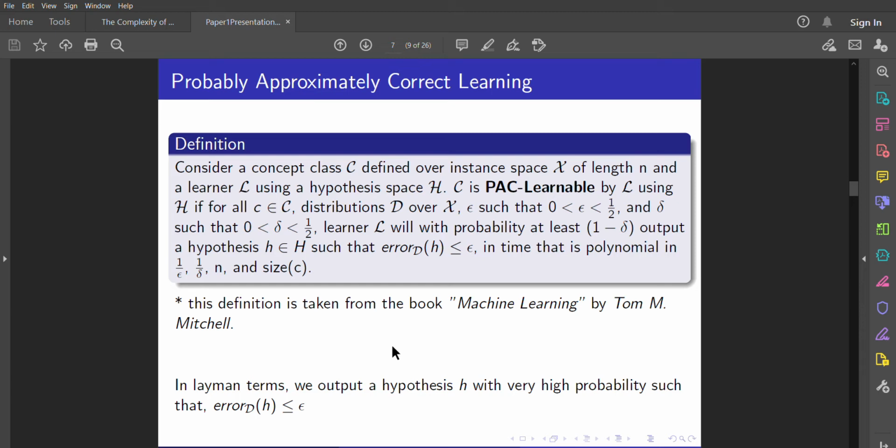So I would like to stress this point that we are only given samples (x1, y1), (x2, y2) up to (xn, yn) from our instance space X drawn from distribution D, and this distribution is not known to the learner.